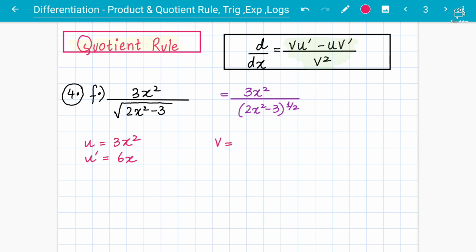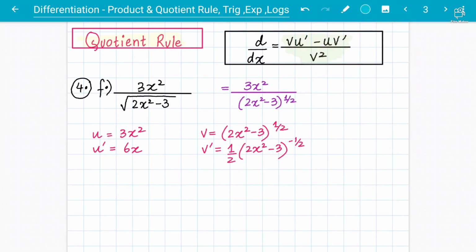Then you have v, and it is very important to understand that v is basically (2x square minus 3) power half. So v dash will be half into (2x square minus 3) power negative half. This is basic chain rule differentiation. Follow very carefully, students: the power multiplies with the coefficient, that is 1 there, and subtract 1 from the power. So half minus 1 is negative 0.5, right? And then you have the inside bracket differentiation, that will be 4x, because the differentiation of 2x square is 4x. I hope students got this as well.